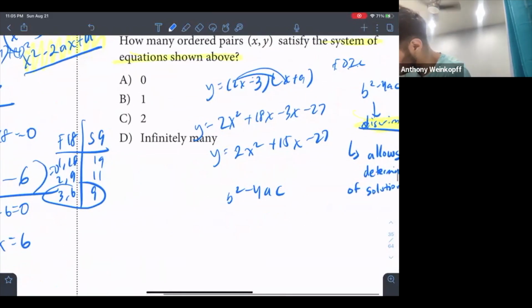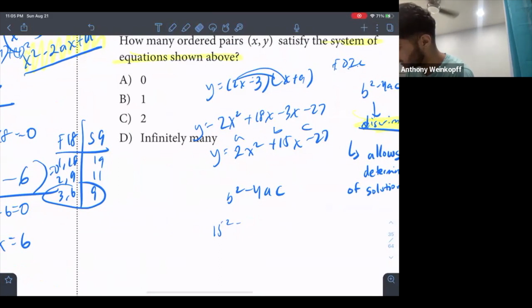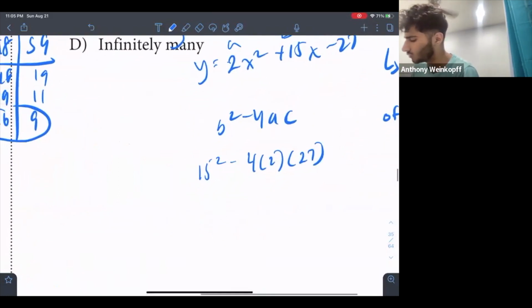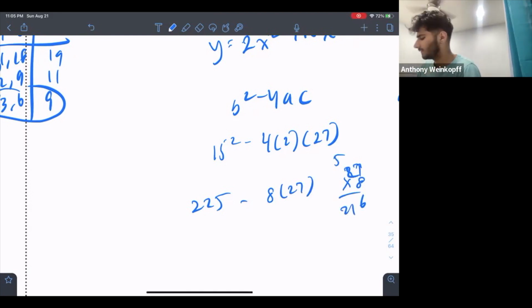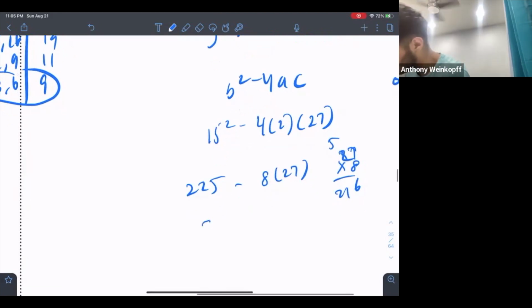So what you would do here is b squared minus 4ac. This is a, b, and c. So you would do 15 squared minus 4 times a, which is 2, times c, which is 27. 15 times 15 is 225, minus 8 times 27. 27 times 8 is 216. So 225 minus 216 gives you 9.